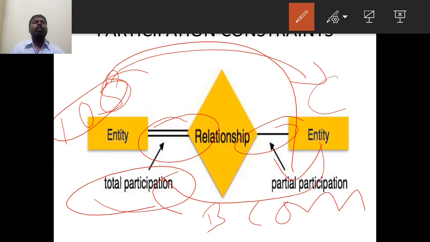And here the course side is optional. Assume that 50 students selected BCom and another 50 students selected BBA. Here it is not mandatory that BCA should have students. BCA is a partial participation. So BCA may or may not have students, but a student must have a course.